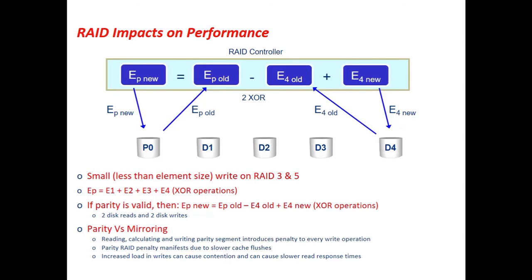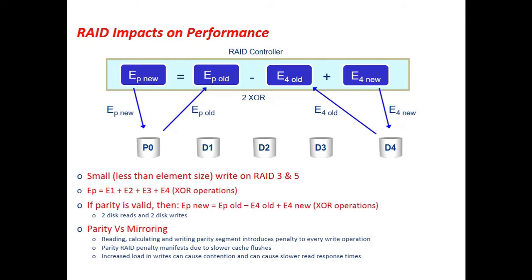So your RAID controller basically performs an XOR operation to compute the parity values. If parity is valid, then the new parity value equals the old parity value minus the old data plus the value for the new data. So 2 reads and 2 disk writes need to be performed. Hence 2 plus 2, the write penalty value is 4.